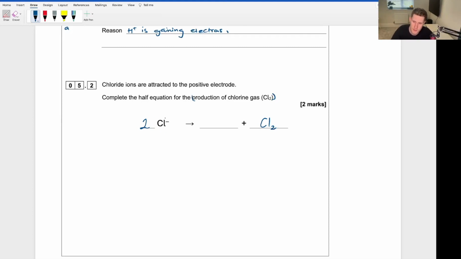Now, each one of these started off negative and now it's gone to neutral. So what's happened? It's lost an electron. Each one has lost an electron. So plus 2e minus. This chlorine and the other one lose an electron to form chlorine gas. So each chloride ion loses an electron, and that's what we write there. We write the electron. Okay.